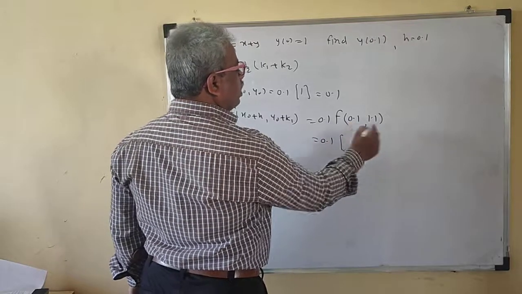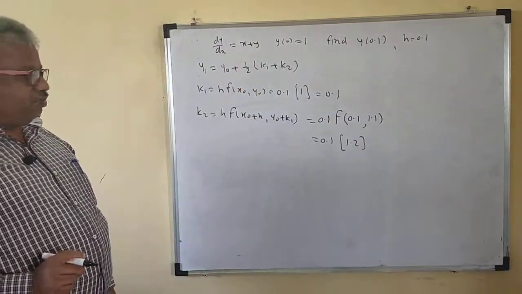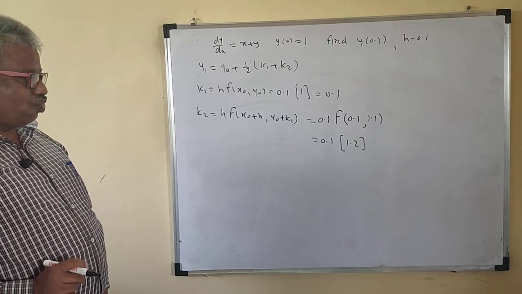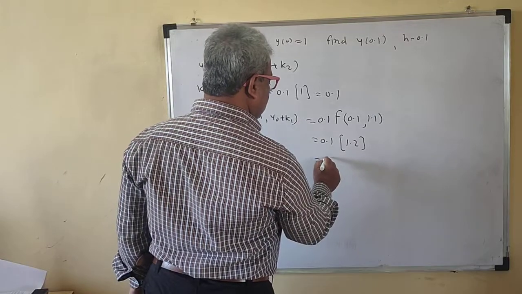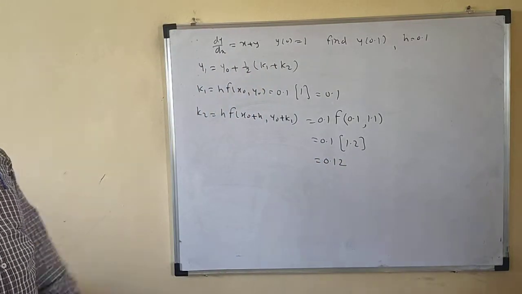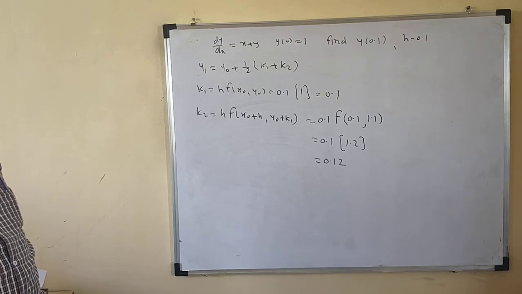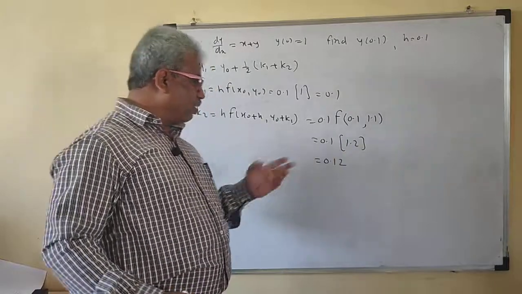Then 0.1 into, you have to take the sum of this one. That is 1.2. And the product is what? The product is 0.12. Okay. 1 into 12 is 12, and with 1 decimal and 2 decimals, you have to place the decimal like this.